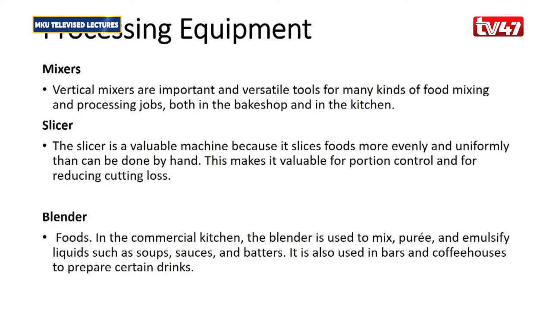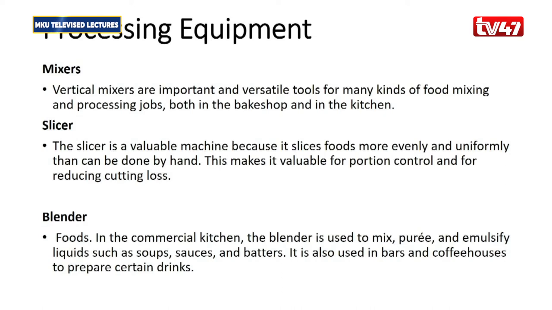One of them, we have mixers. Mixers, like vertical mixers, are important and versatile. When we talk about versatile, we are saying that they can be used for more than one use. Mixers are used for processing food. For example, if you are making mashed potato, you will have to use a mixer to mix it with the other ingredients. Also, when you are making something like mukimo, you will have to use a mixer. When you want to make things like breads, you will have to use a mixer. So a mixer will help you to process other foods before further cooking.